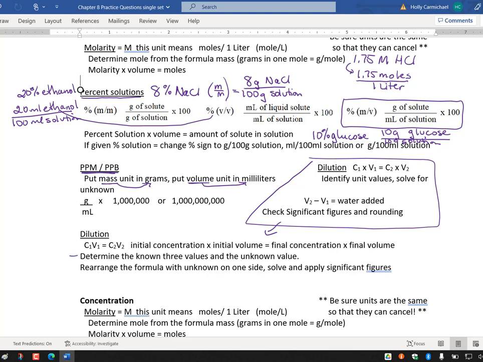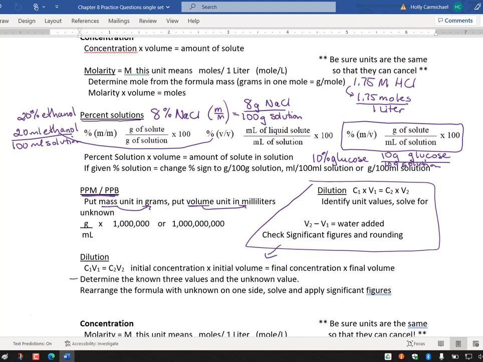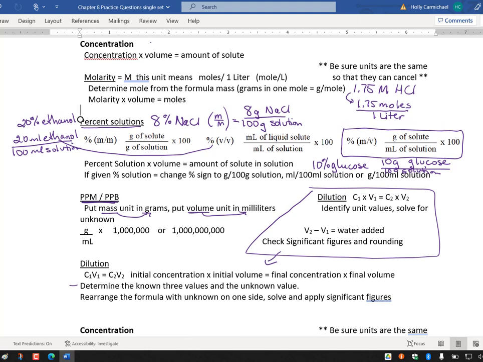So just like gas laws, make sure that you determine the known 3 values and which one you're trying to find. You're always going to use this formula, C1V1, that is the initial concentration and volume. C2V2, that is the final concentration and volume. And so just make sure you rearrange the formula. Apply significant figures once you solve.